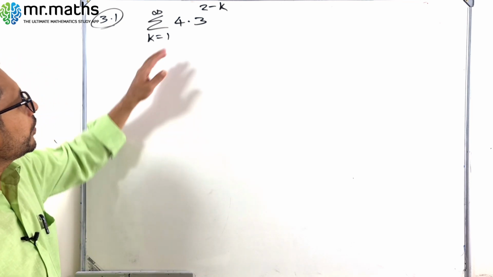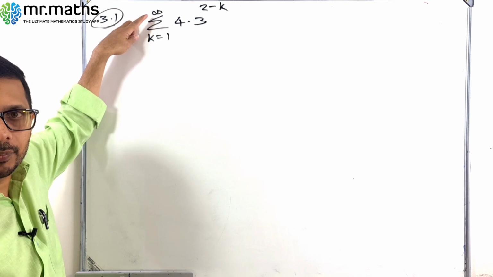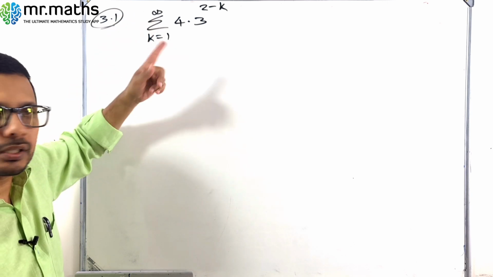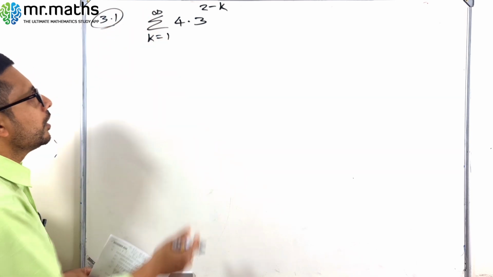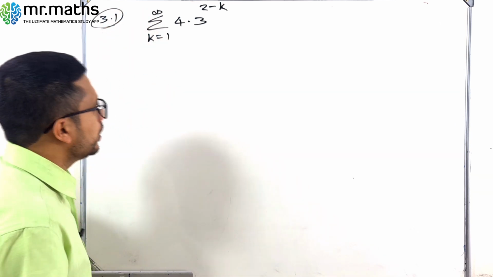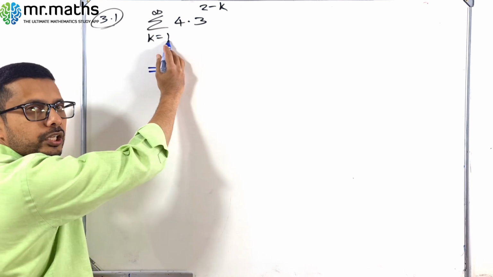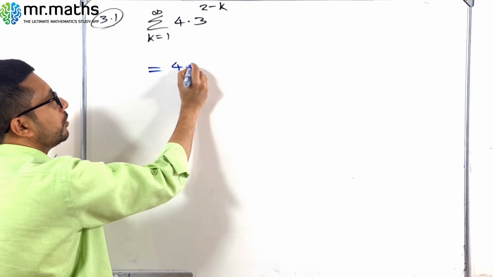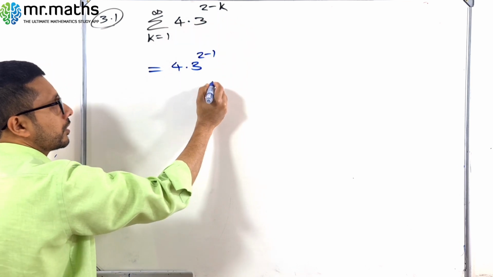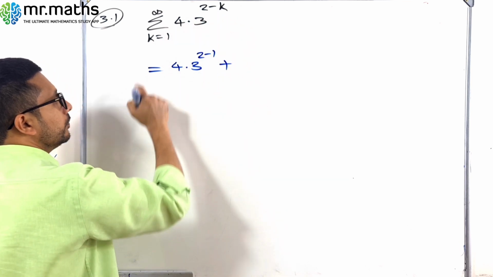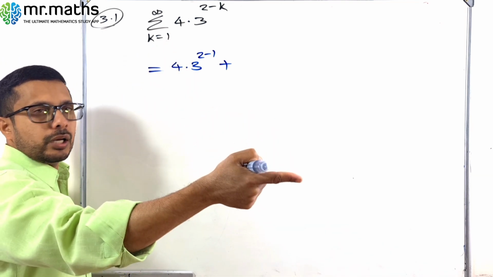So how can we find the value of r from here? What does sigma stand for? The sum. Sum from where to where? From 1 to infinity. So we have to expand that one. How can we expand it? We substitute the first k value as 1. That means 4 into 3 raised to 2 minus 1. Let's write like that. Plus, after 1 it's 2, then after 2 is 3, 4, 5, 6, up to where?